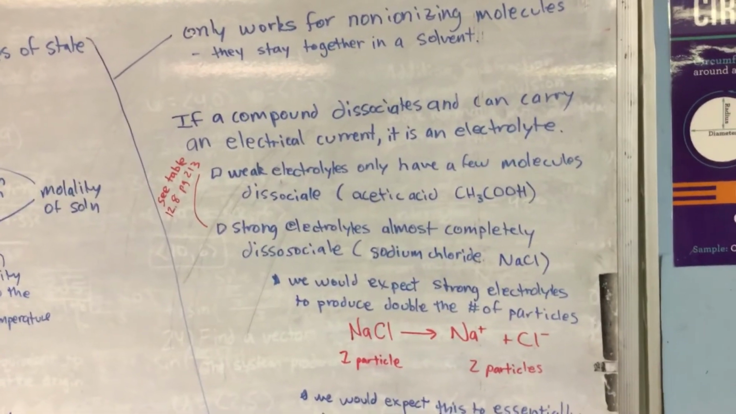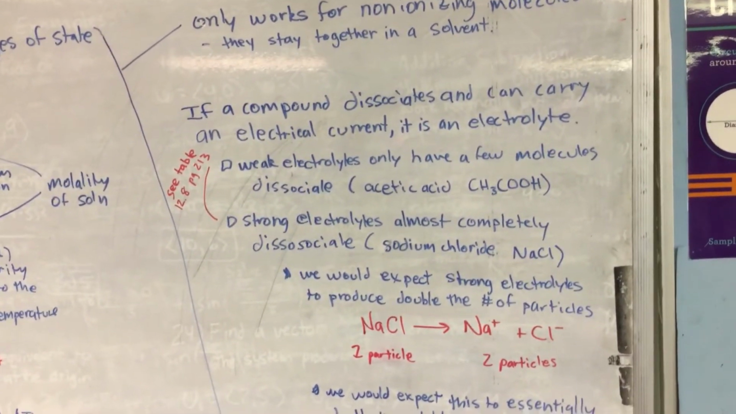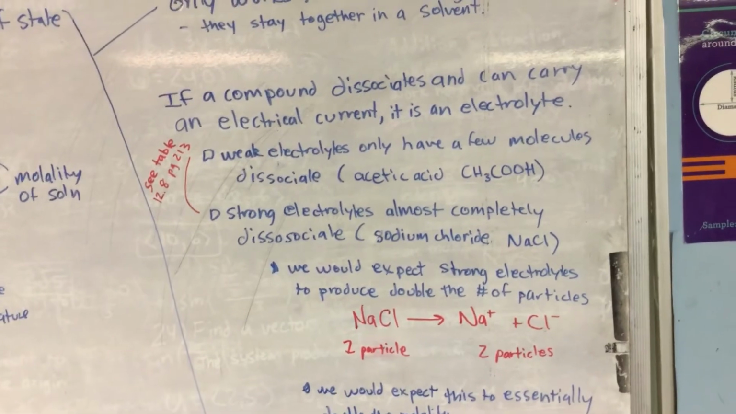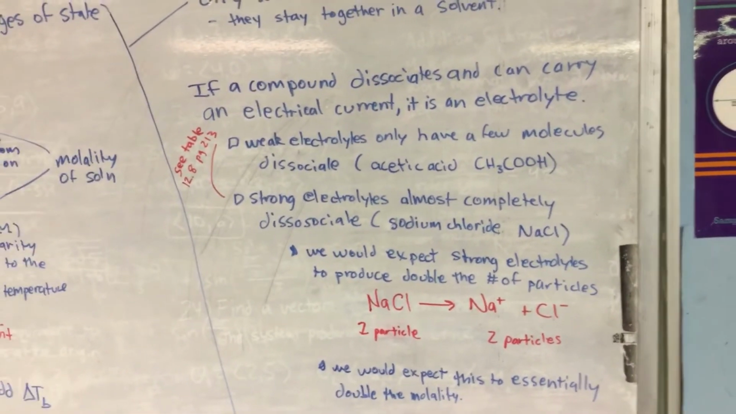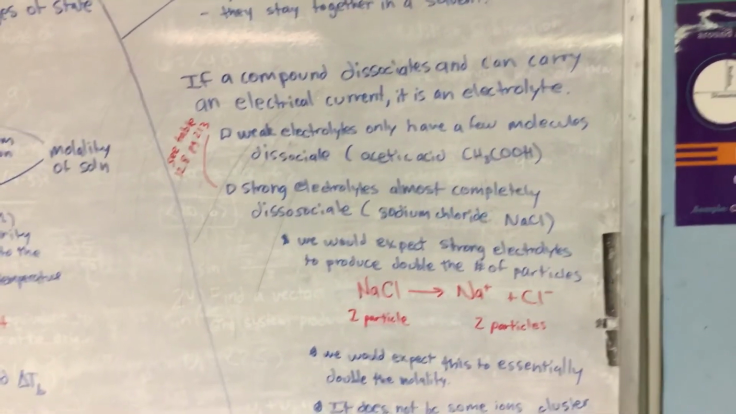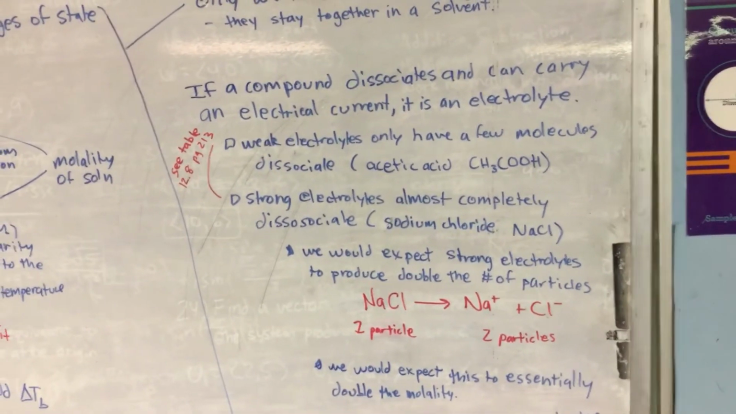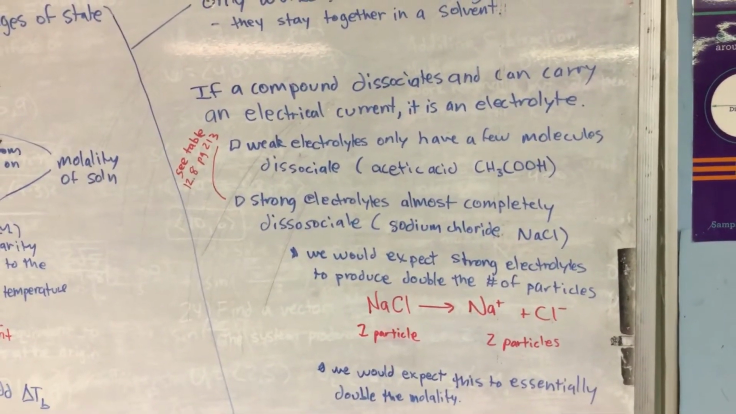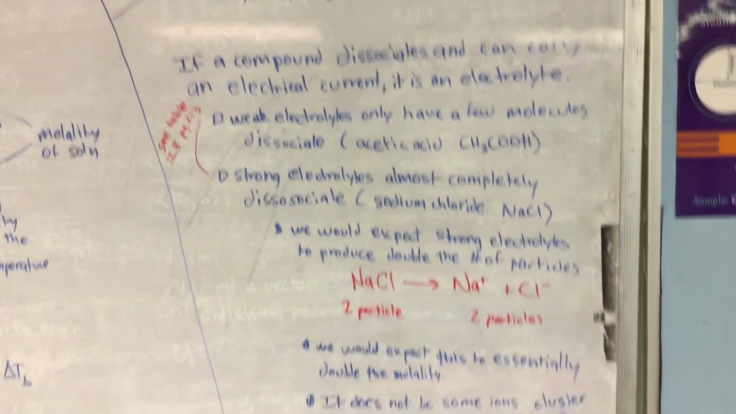Anyway, a weak electrolyte will only have a few molecules dissociate. An example is acetic acid. A strong electrolyte will almost completely dissociate. That's sodium chloride. You can see other examples of weak and strong electrolytes on table 12.8 on page 213.